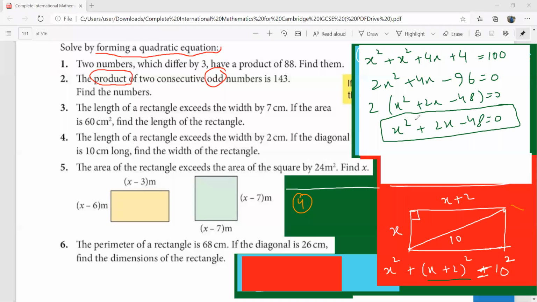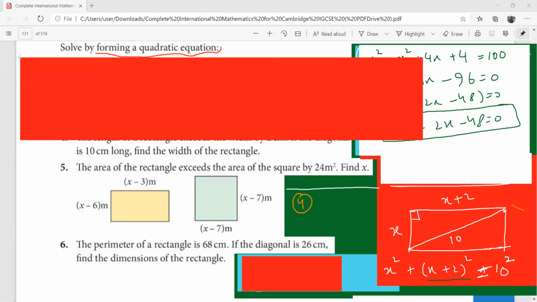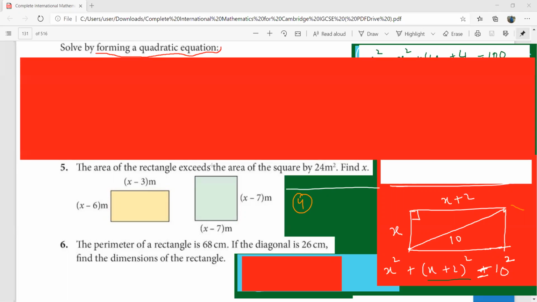Next, it says the area of the rectangle exceeds the area of the square by 24 meters squared. So that means the area of the rectangle is 24 more than the area of the square. Let us make some space here first, and then we do that. So the area of the rectangle exceeds the area of a square. The area of the rectangle is obviously x.